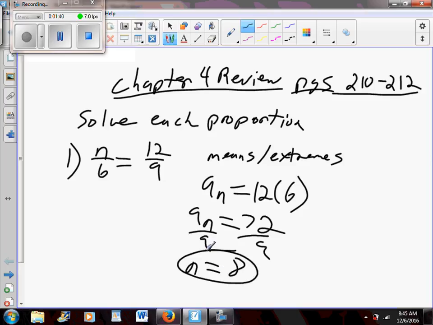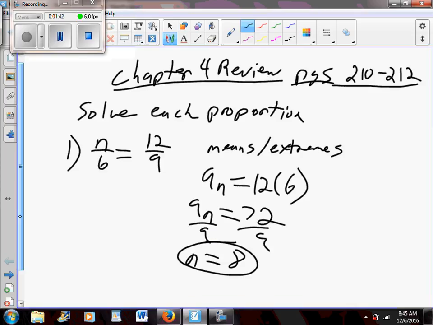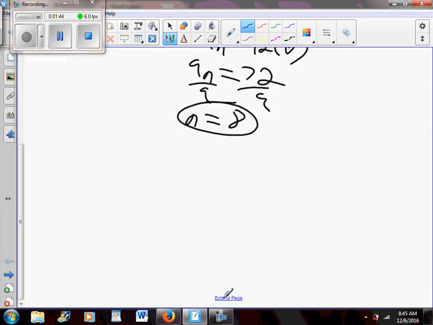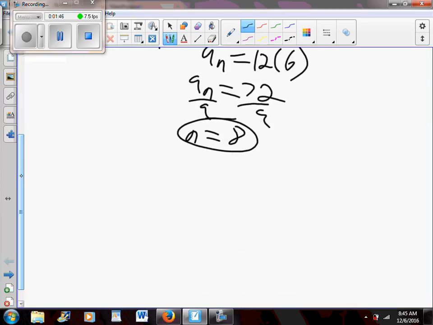Now, we're going to do another one, and I'm going to try to do this with you guys. We're going to separate into our groups again. I'm going to put another problem on the board, and we're going to try to get this done. We're going to do problem number 2, which is 13 over n equals 39 over 20.